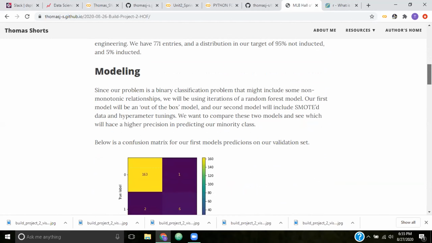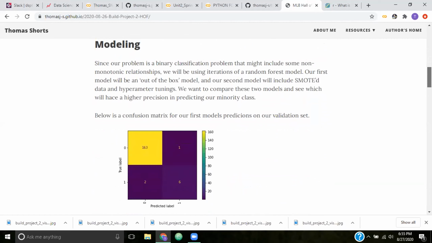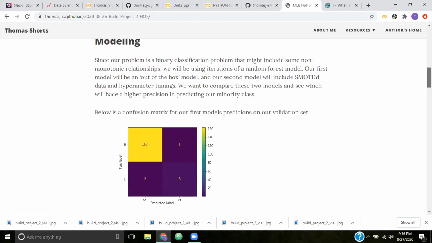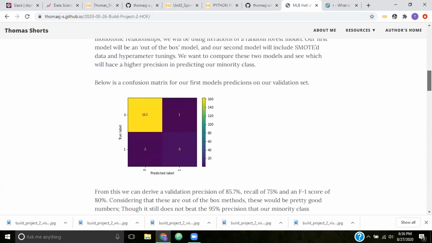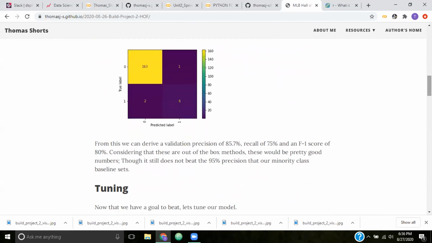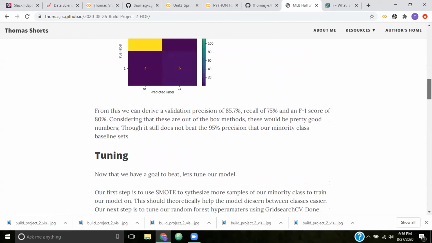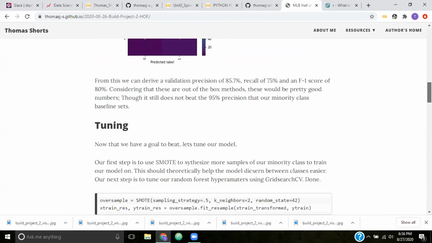Since we might have some monotonic relationship with things like the year they were inducted, I decided to go with a random forest. This is the first one we did here without SMOTE or any hyperparameter tuning. And for the amount of positives there are, we actually did pretty good. We got a validation precision of 85.7, a recall of 75, and an F score of 80. But that still doesn't beat the 95% precision of the majority class baseline. So that's kind of hard to beat.